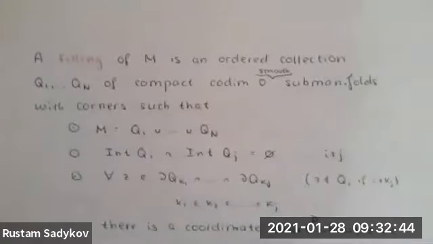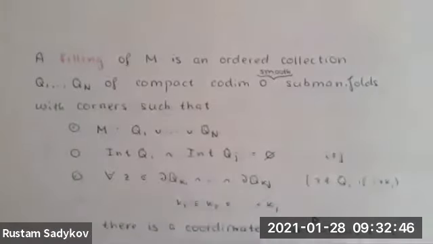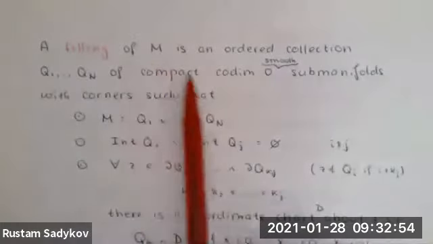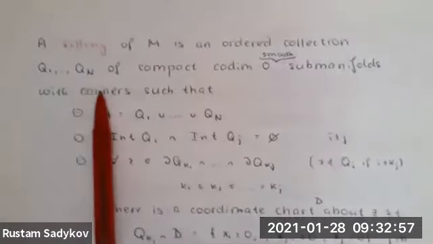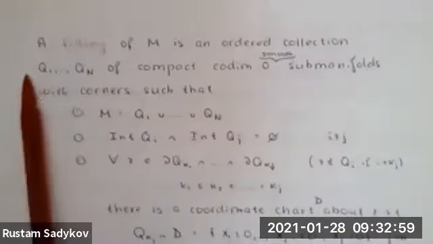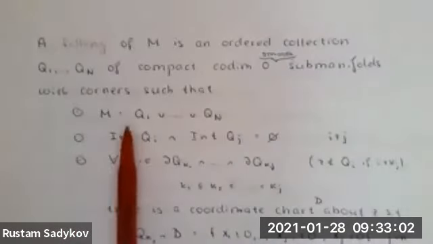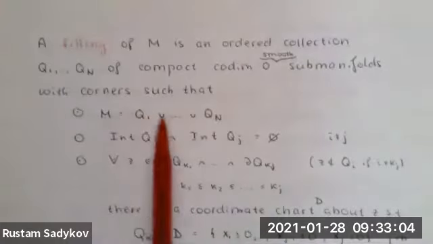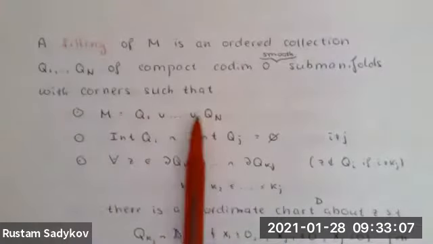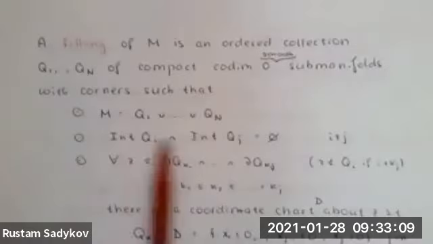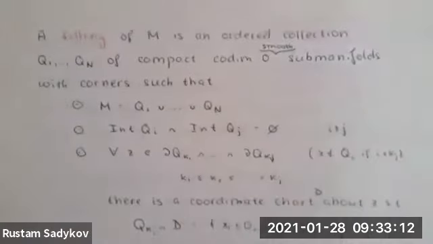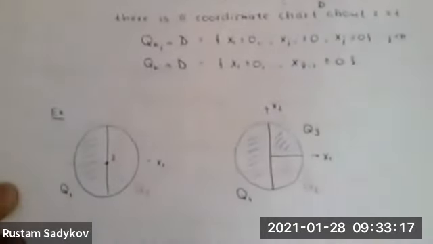These were introduced first by Takens in the case of three-dimensional manifolds. And then this notion was extended for high-dimensional manifolds by Zinhoff. So a filling of a manifold M is a collection of compact codimension 0 smooth submanifolds with corners, such that you basically take the manifold M and you cut it into these smooth pieces with corners, so that the interiors of your pieces are disjoint.